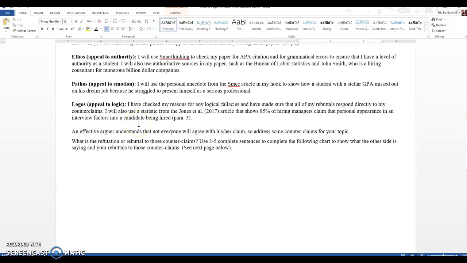So you really want this argument to have logos throughout. It should be logical. Here you can see that I gave some specific examples of how I'm going to appeal to logic. I've checked my reasons for any logical fallacies. That's a great way to do it. And have made sure that all of my rebuttals respond directly to my counterclaims. I will use a statistic from the Jones et al. article that shows 85% of hiring managers claim that personal appearance in an interview factors into a candidate being hired.